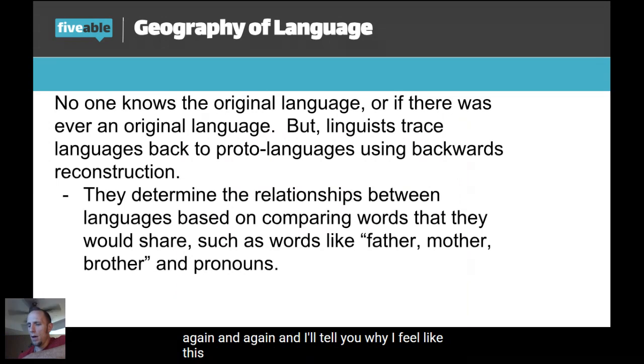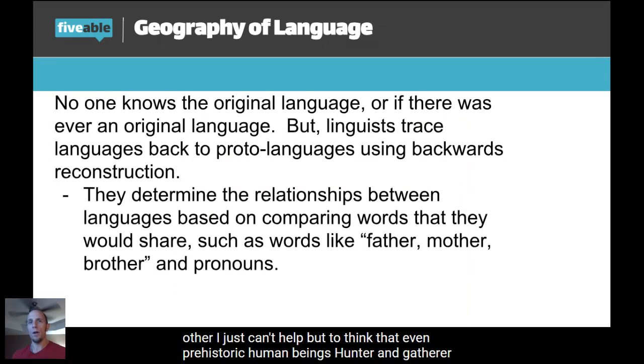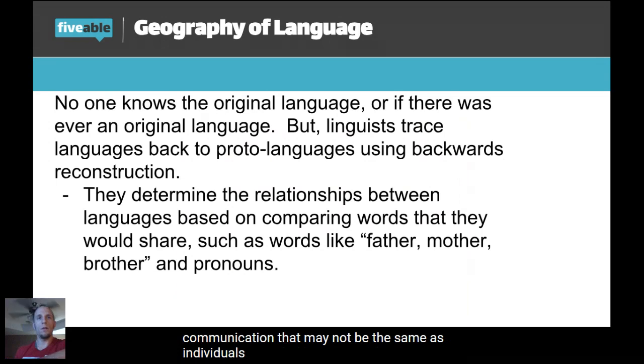And I'll tell you why I feel like this. As a twin, my twin and I grew up speaking just a weird language that only we could understand. We couldn't half talk until we were almost 4 or 5 years old, but we sure as heck could understand each other. I just can't help but think that even prehistoric human beings, hunter and gatherer folk, would have had to have some form of communication that may not be the same as individuals spread far and wide from where they are. But nevertheless, it seems to me like it would make sense that people would continually reinvent language.